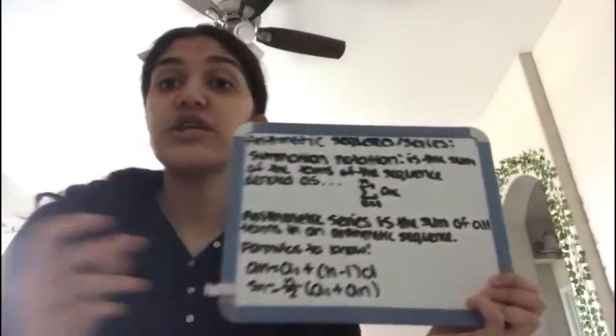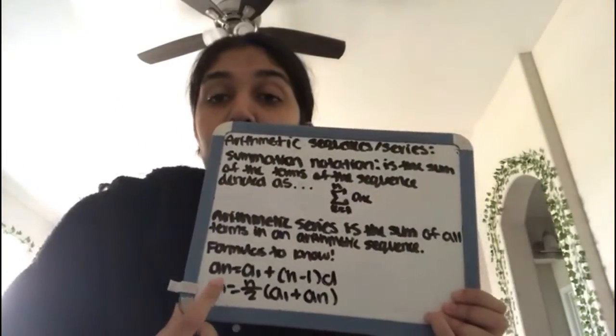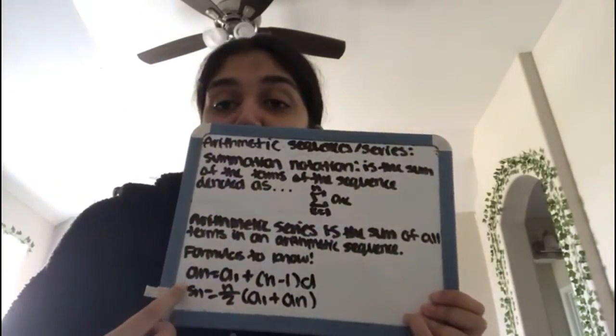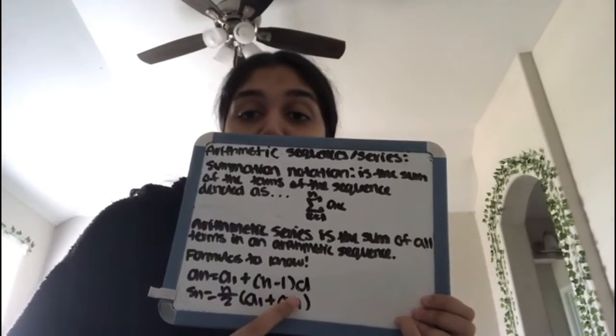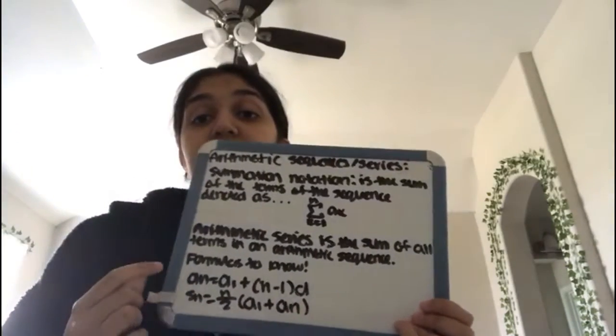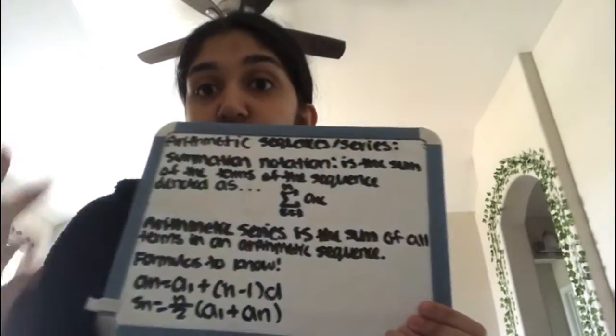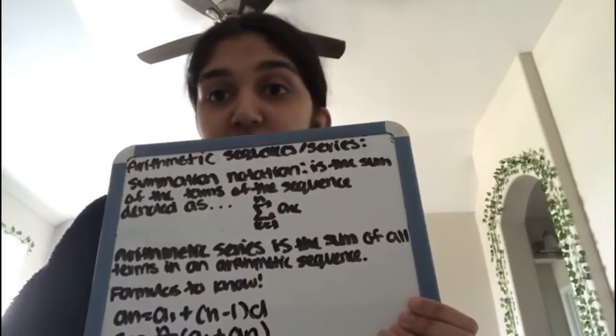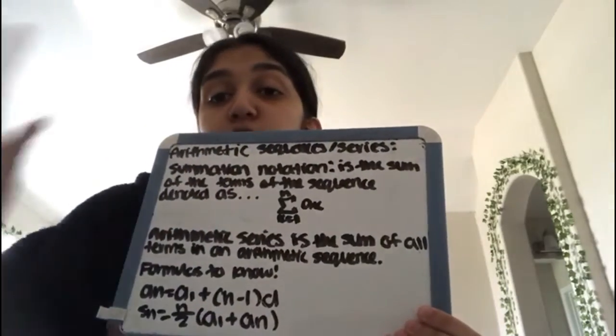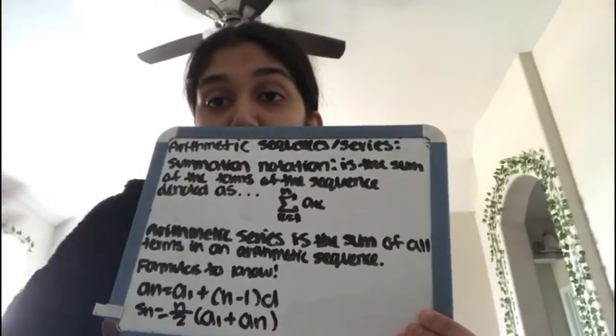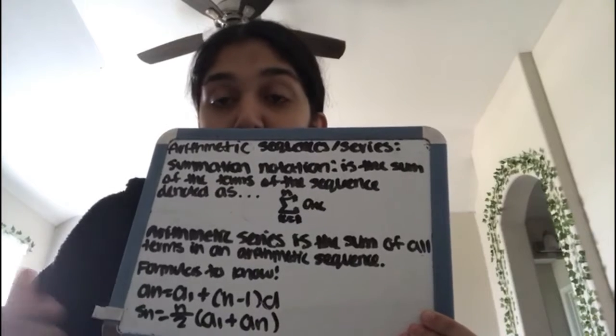The formulas you need to know: the first formula is a_n equals a1 plus (n minus 1) times d. This formula is used to find the equation of two things. For example, if they give you a1 equals 7 and d equals 5, you have to replace those two in here and then find the equation by solving.